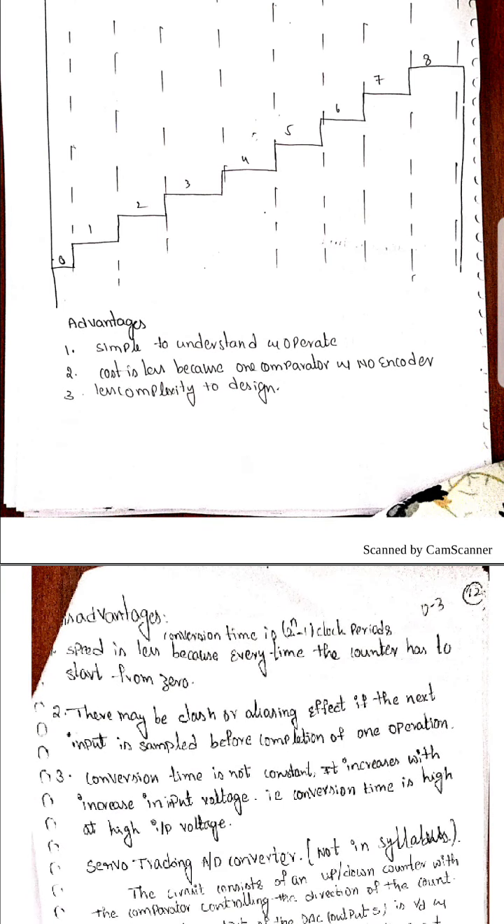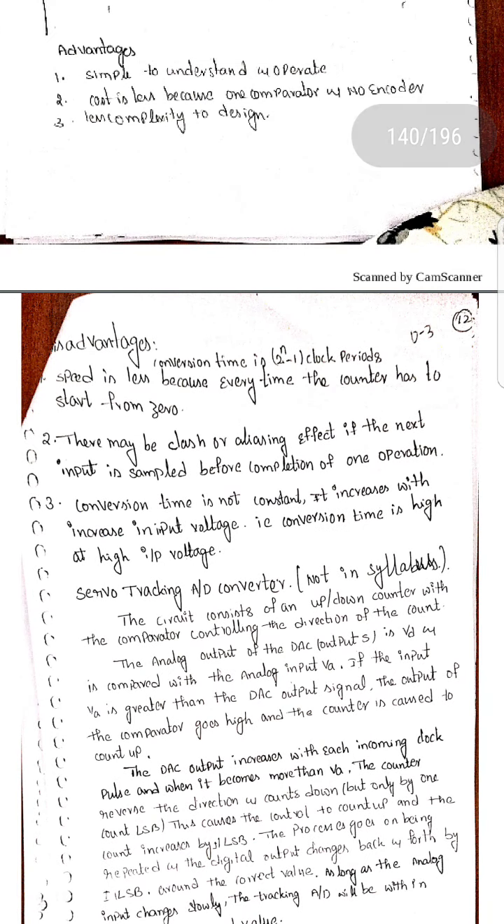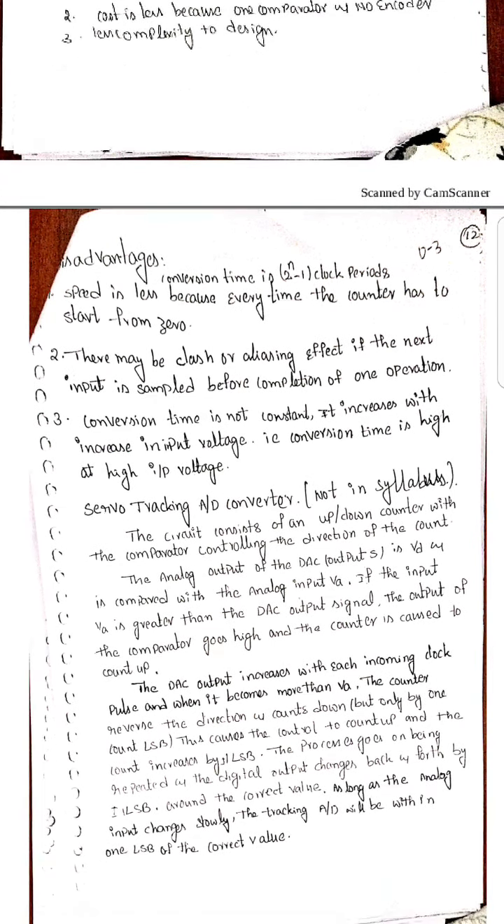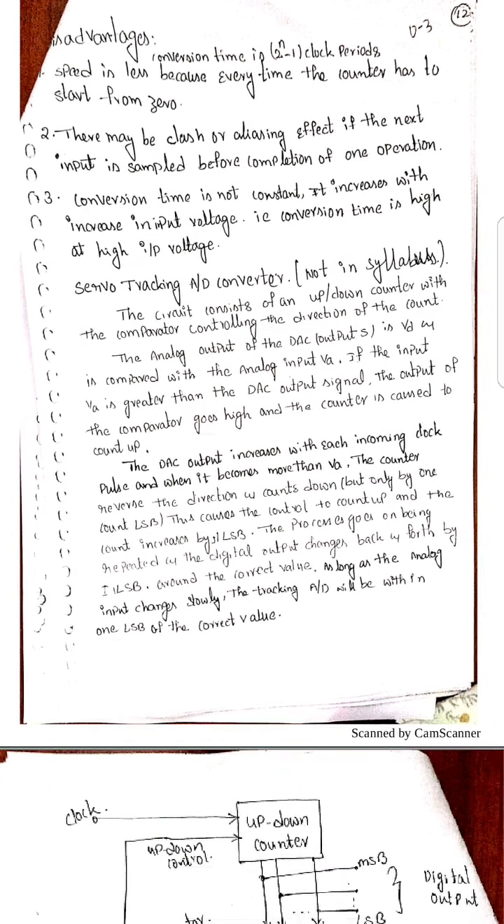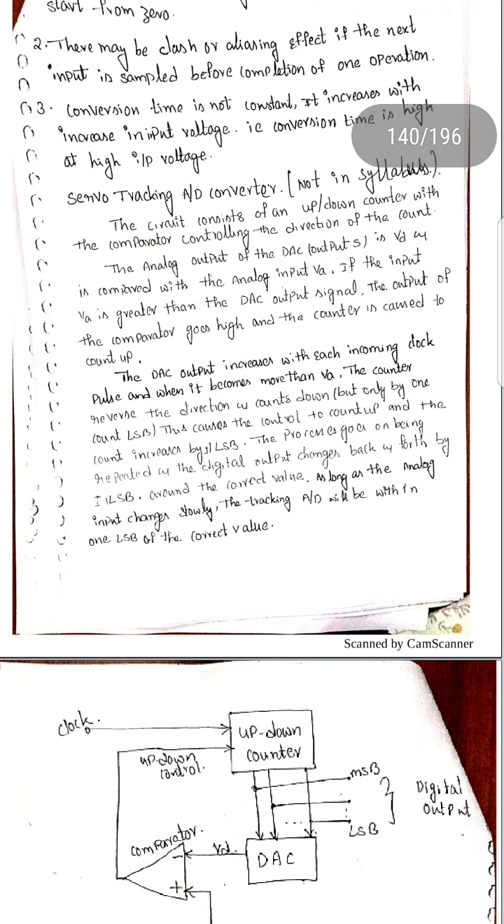Now the advantages of the counter type: it is simple to understand and operate, the cost is less because it needs one comparator and no encoders, and there is less complexity in design. Disadvantages: conversion time is 2 power n minus 1 clock periods. Speed is less because every time the counter has to start from 0. There may be a clash or aliasing effect if the next input is sampled before the completion of the one operation. Conversion time is not constant; it increases with the increase in input voltage, that is, conversion time is high at high input voltage.